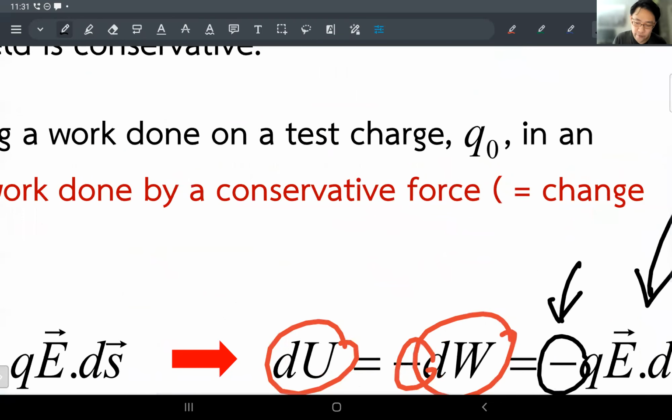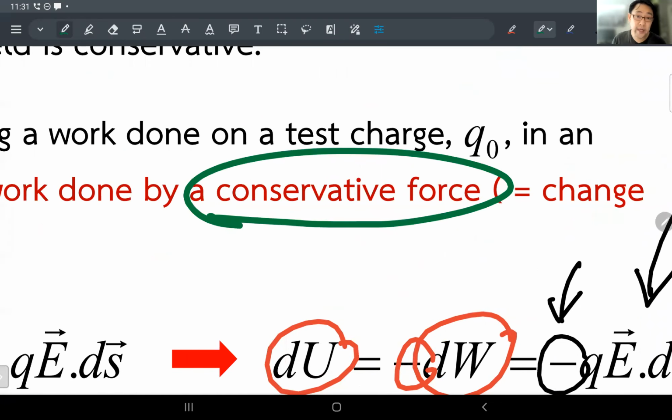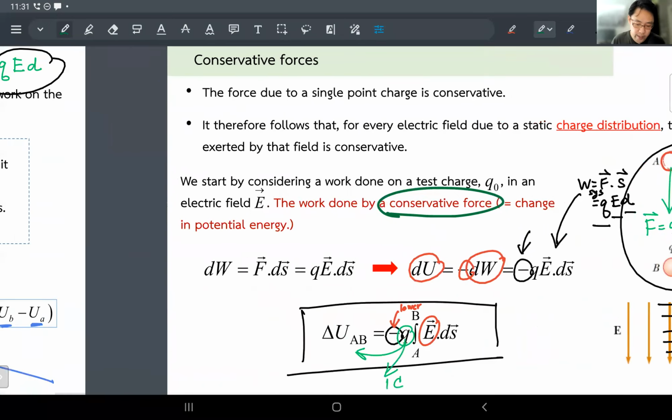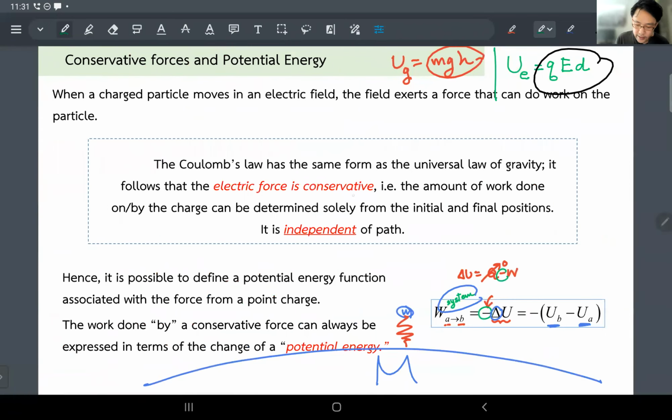I didn't want to focus on this too much, but I just mentioned it briefly because the electric force is a conservative force, just like gravitational force is also a conservative force. Every time you have this kind of property, the good thing is that whatever work you do, it's going to be path independent, guys. Okay, that makes your life a lot easier.